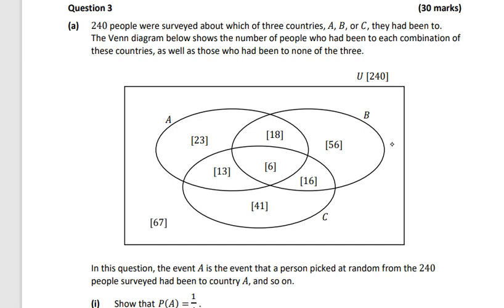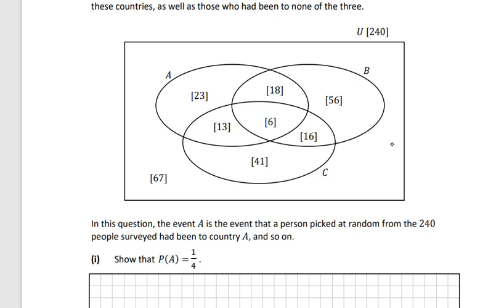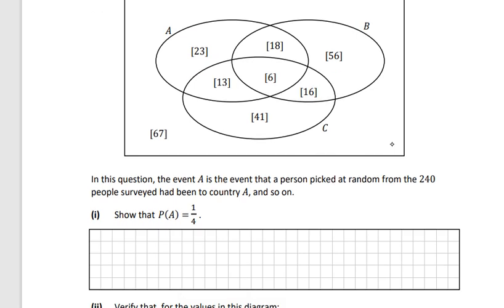Hi folks, this is question 3. It just gives us a Venn diagram. We have to show that the probability of A is equal to 1 over 4. We're just going to fill in all of the numbers that are in A. So 23, 18, 13 and 6, they're all in A. And we just put that over 240 because there's 240 in the whole Venn diagram. And that will give us 1 over 4.